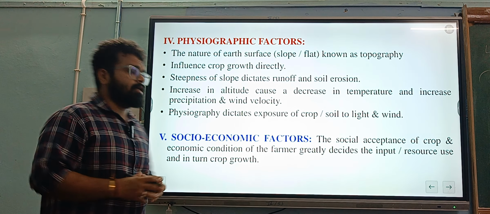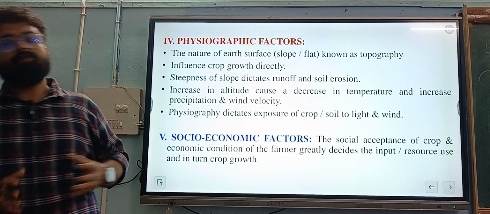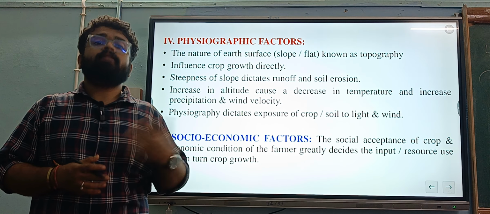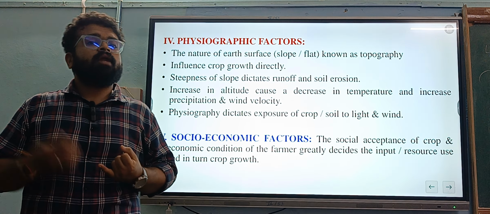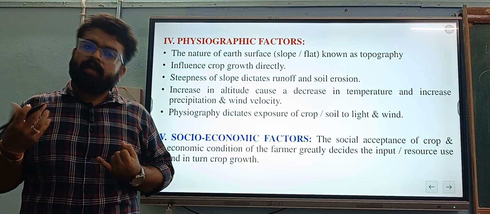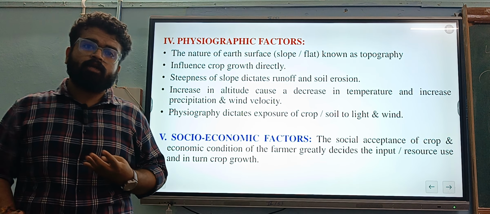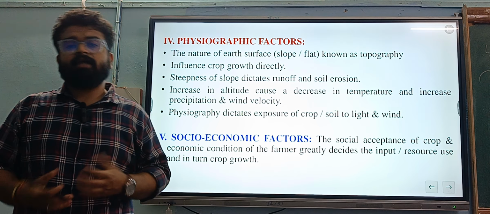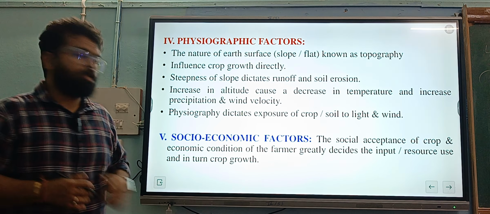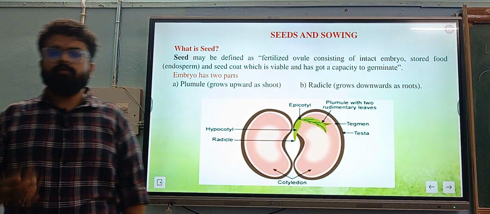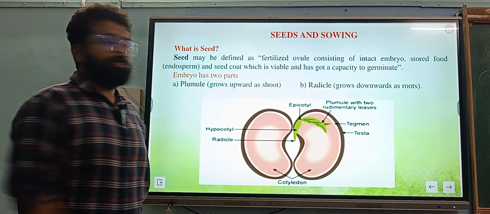So these are all factors which include internal and external factors that decide the growth and development of the crop. The internal factor is the genetic factor. The external factors are the climatic factor, the soil related factor, the biotic factor, the socioeconomic factor, and the physiographic factor that decide the plant growth and development. After this, we'll start our new lecture 7 with seed and sowing.